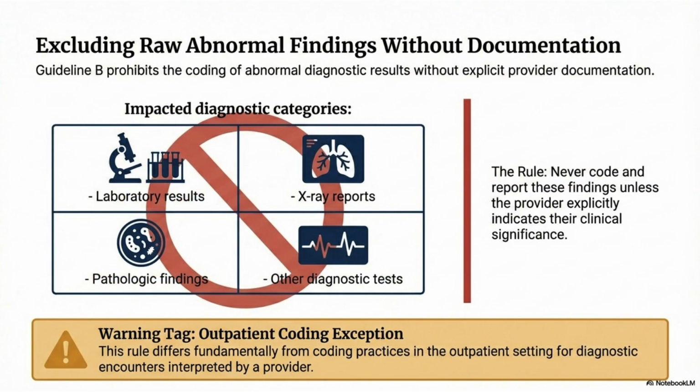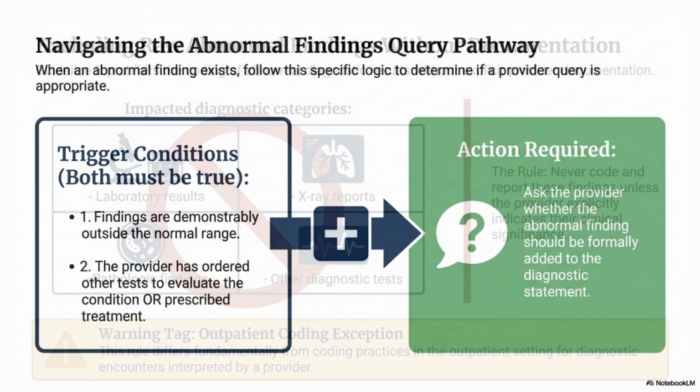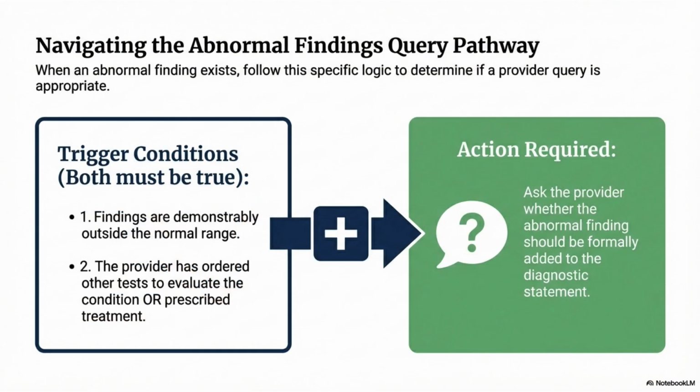Guideline B prohibits coding abnormal findings from labs, imaging, pathology, or other diagnostic tests unless the provider explicitly documents their clinical significance. This prevents coders from reporting raw data that has not been interpreted or validated by the provider. When an abnormal result is outside the normal range and the provider orders additional testing or treatment, a query is appropriate. This ensures the diagnostic statement accurately reflects conditions that are being evaluated or managed during the stay.